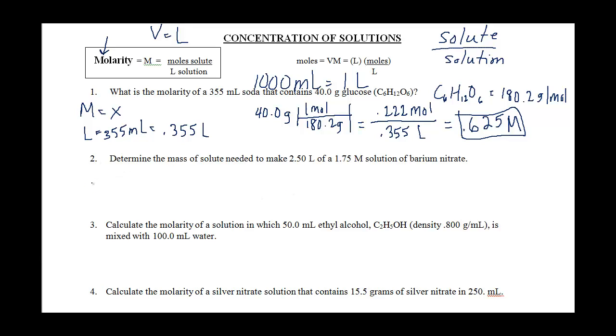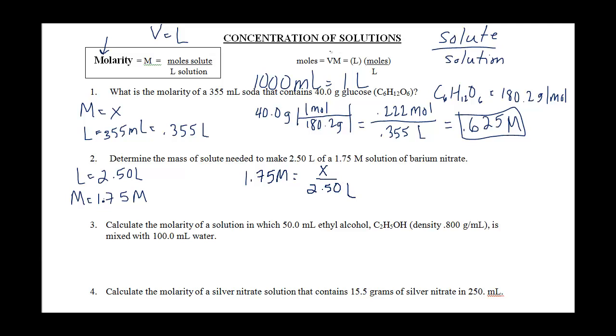So to determine the mass to make, let's look at what I know. I have a volume, which is already in liters, so I do not change it. I know my concentration is 1.75. That's a point. So I'm missing the moles. And you have to solve for moles before we could solve for the gram. Okay, so you put down what I know. I know my molarity. I do not know moles. And I know my volume. Okay, how do I solve for that?